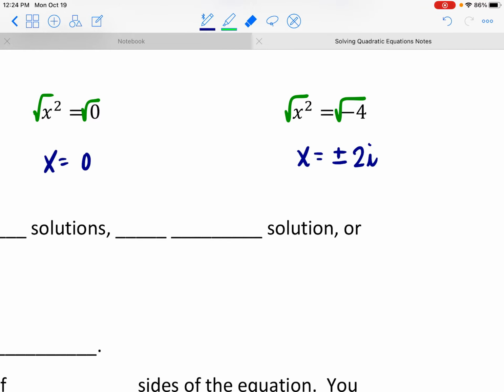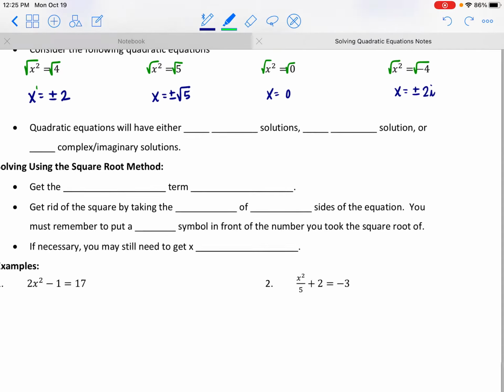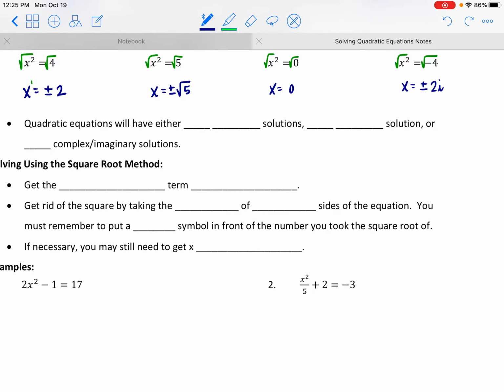So solutions to quadratics can vary. There are 2 possible, and it's possible that those 2 are real and rational, that's what we have here. They could be real and irrational, that's what we have here, or they could be complex or imaginary. And then it's also possible that we just get 1 rational solution. Okay? So quadratic equations, before we get too in-depth here, we'll either have 2 real solutions.